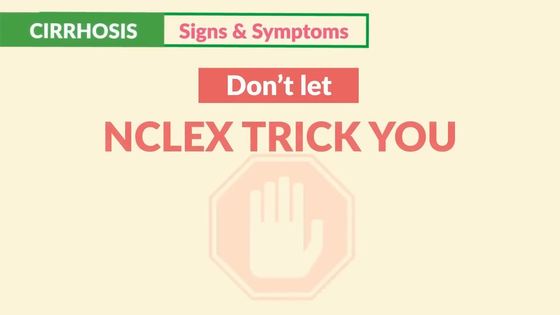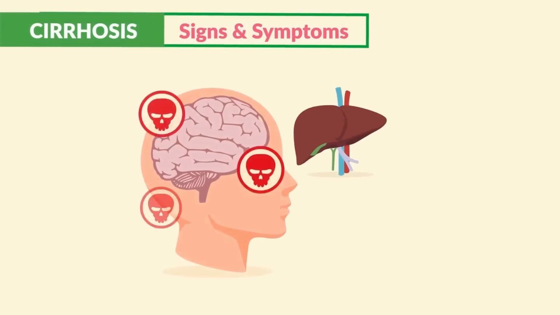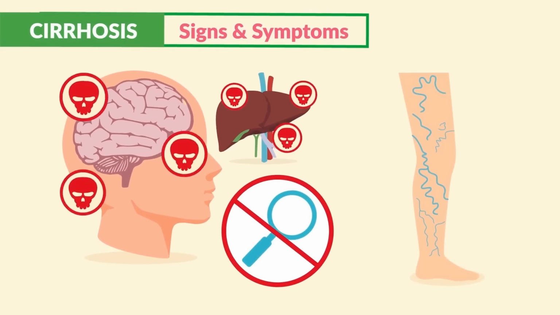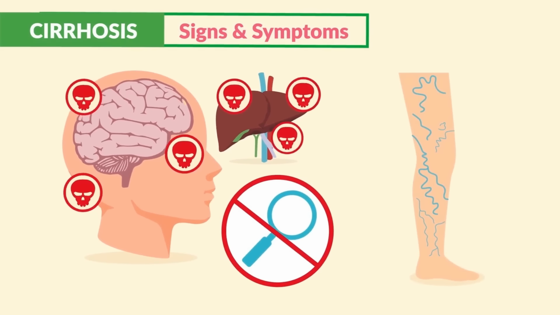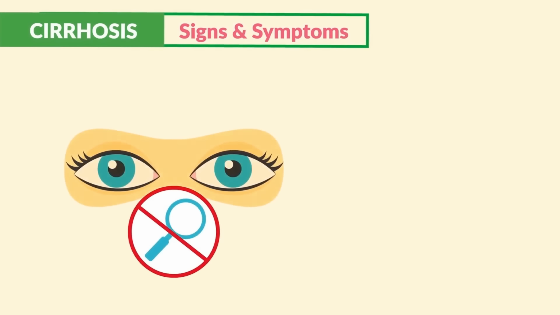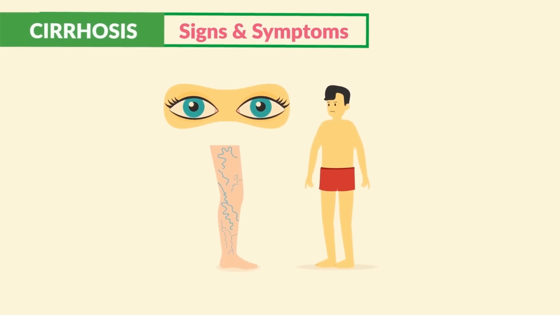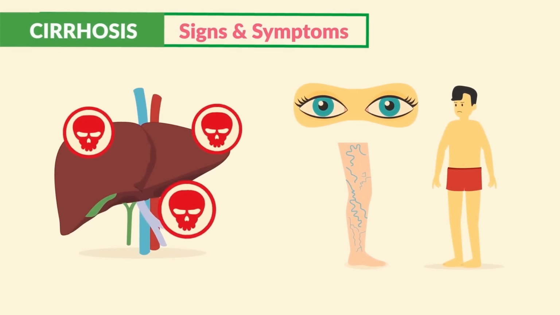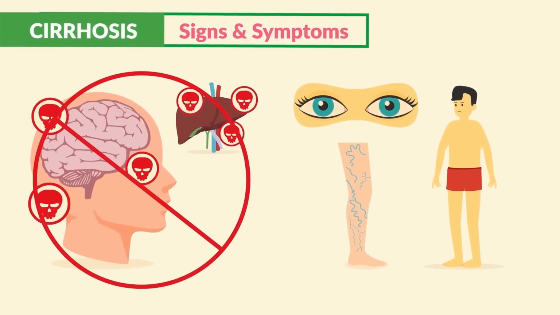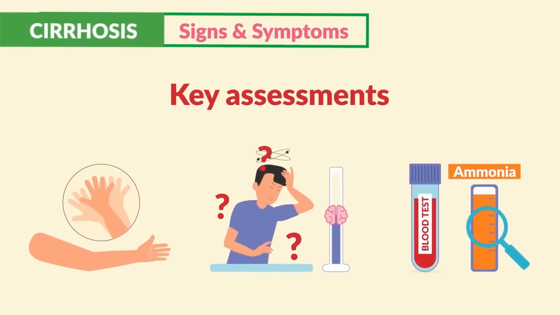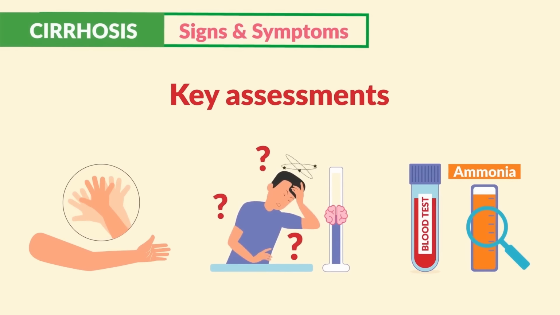Now, don't let the NCLEX trick you here. For hepatic encephalopathy, we are not assessing the skin for thinning blood vessels like spider veins. And we're not assessing the eyes or skin for jaundice, that yellow skin. These will typically be present with any client in liver failure, not specific to hepatic encephalopathy. So just make sure to know your key assessments for hepatic encephalopathy.